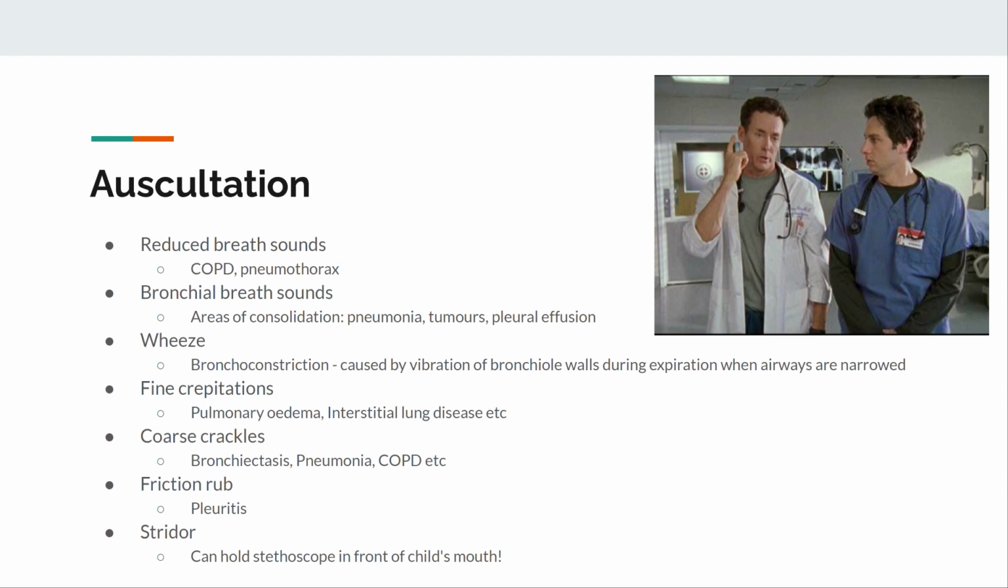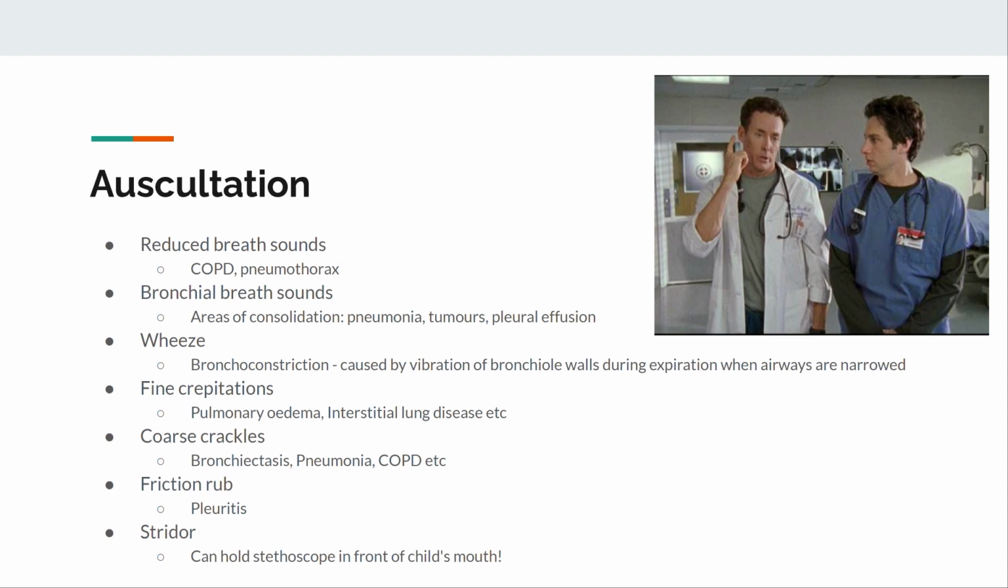Bronchial breath sounds are normal over the trachea and sternum, but if they're heard in the lung fields, that suggests consolidation, which could be pneumonia, tumours, or even pleural effusion sometimes, because that will compress the lung from the outside, and then you'll have that bronchial breath sound conducted through the pleural effusion. It kind of depends a little bit on pleural effusion, whether it would muffle the sound or not.